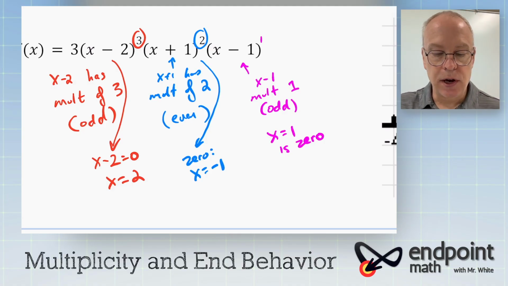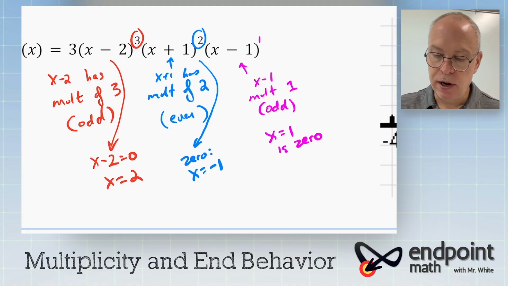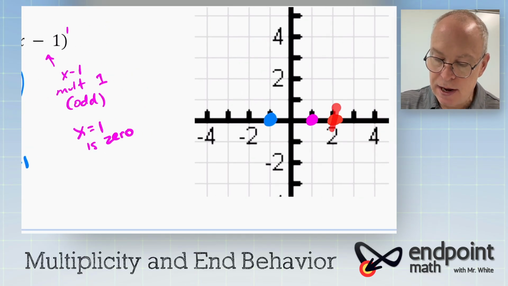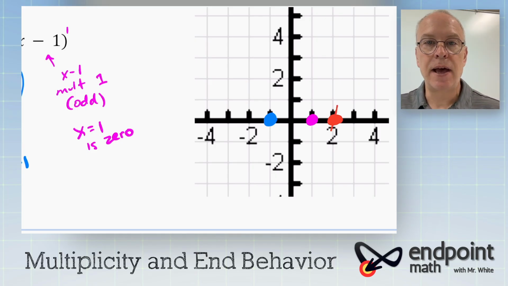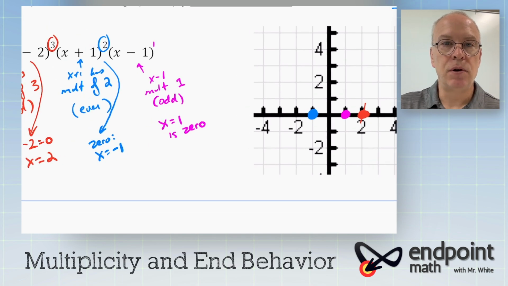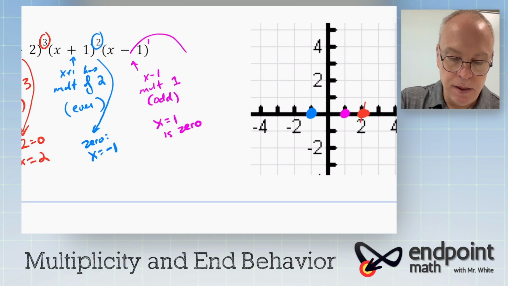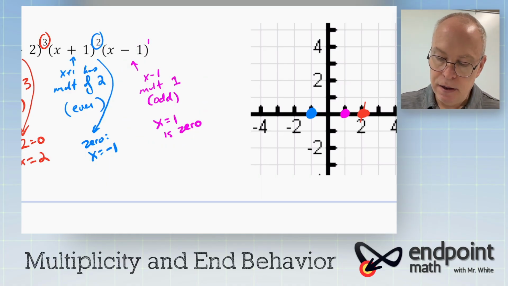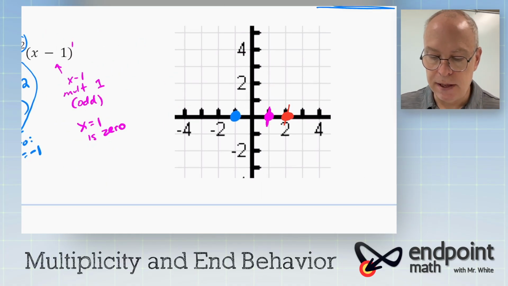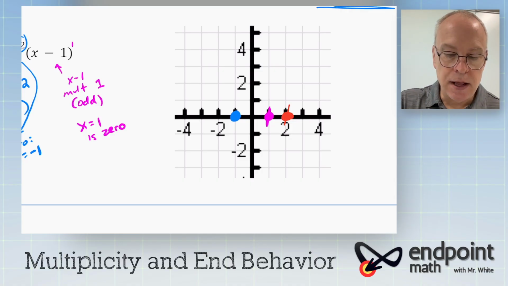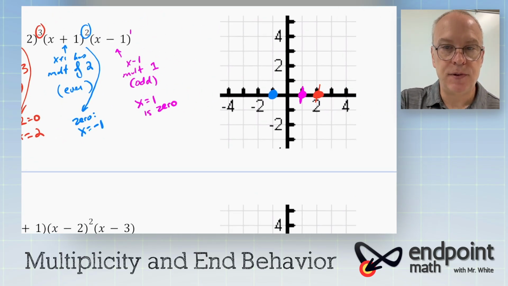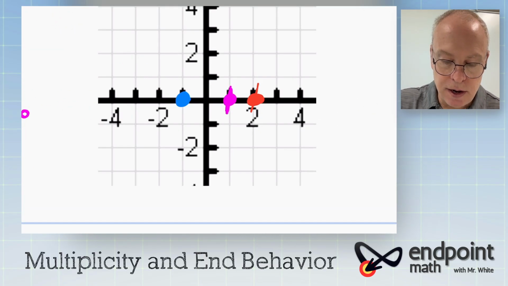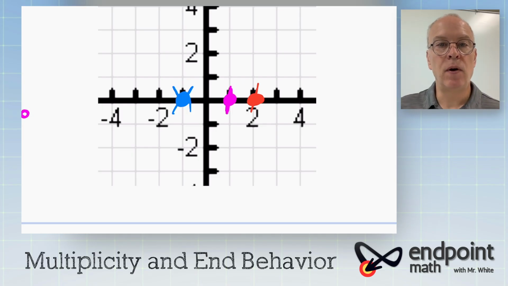So the odd ones are going to cut through. The odd ones are going to cut through. So the red one is going to cut through. What I sometimes suggest to students is to draw a little hash there. It's going to cut through. And then the fuchsia one, this guy is also odd, so it's going to cut through right there. However, at the blue one, that is the even multiplicity. So it's either going to do this or it's going to do this. Let's see here in a second what happens.